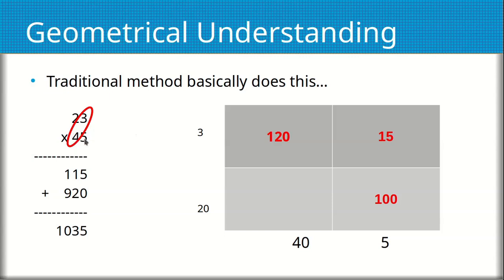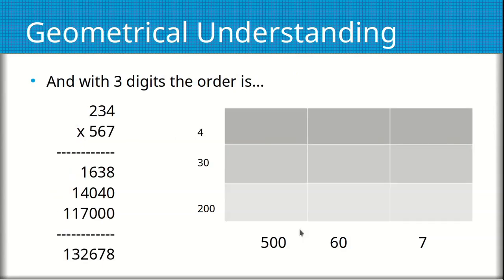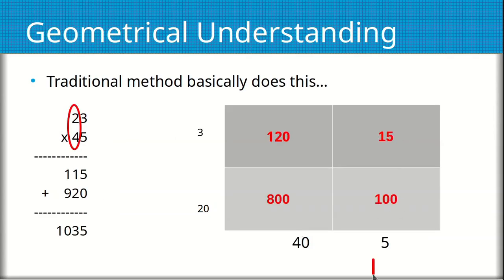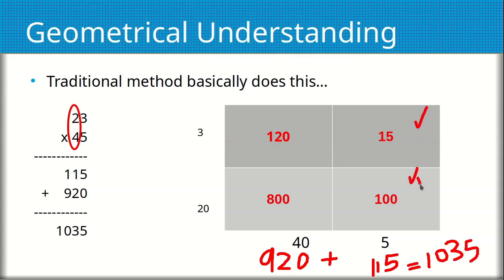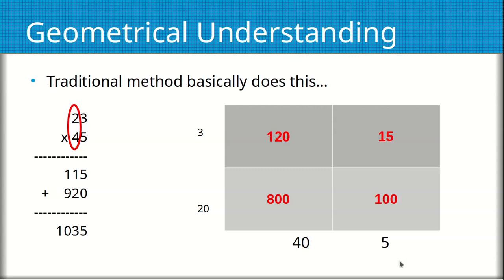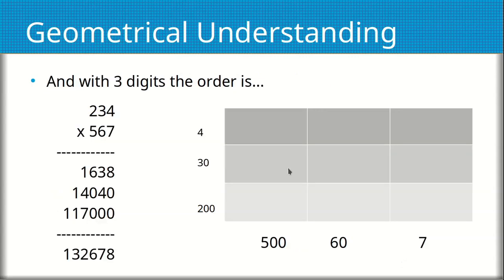When we do the next column for 45, the 4 times 3, we get 12. And then 4 times 2 is 8, 0, 0. And then when we add them up, we get 115 here. And here we get 920. Right? And then you add that up to get your answer, which is 1035. Okay? So the order is this, then this, then this, and then you finally figure out this one, and then you add them up. All right? Let's have a look at a 3-digit problem.